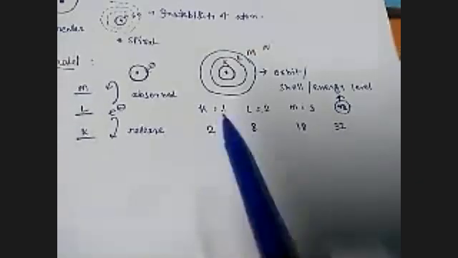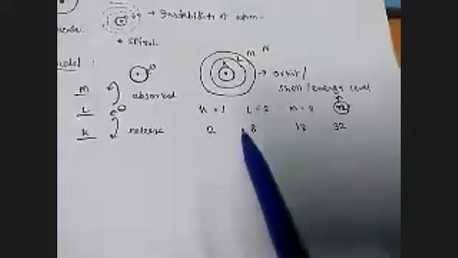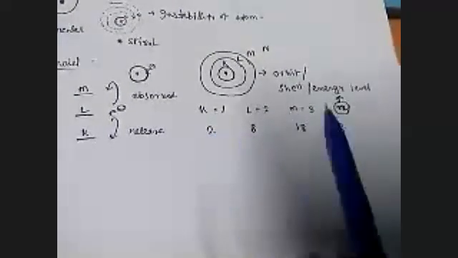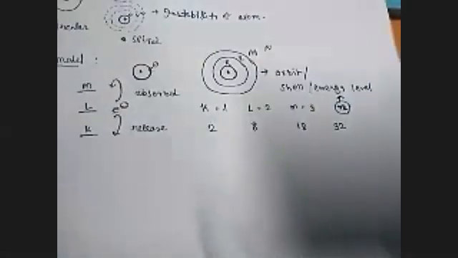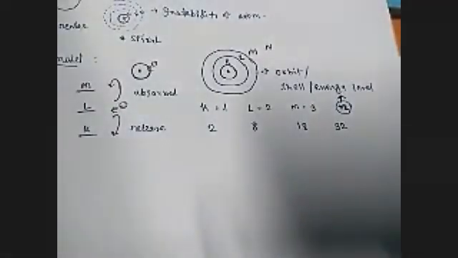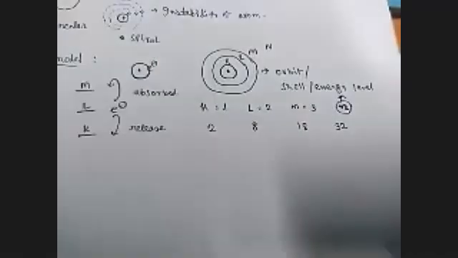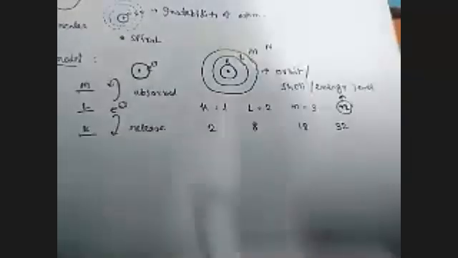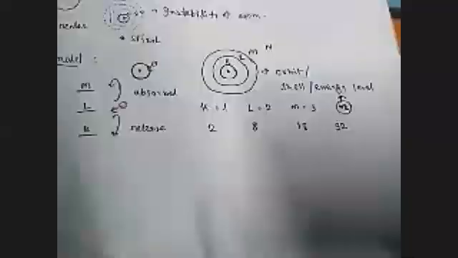Write this one. K shell can hold only 2 electrons. L shell can hold only 8 electrons. M 18, N 32, O also 32. Sir, written. Okay. Next part.